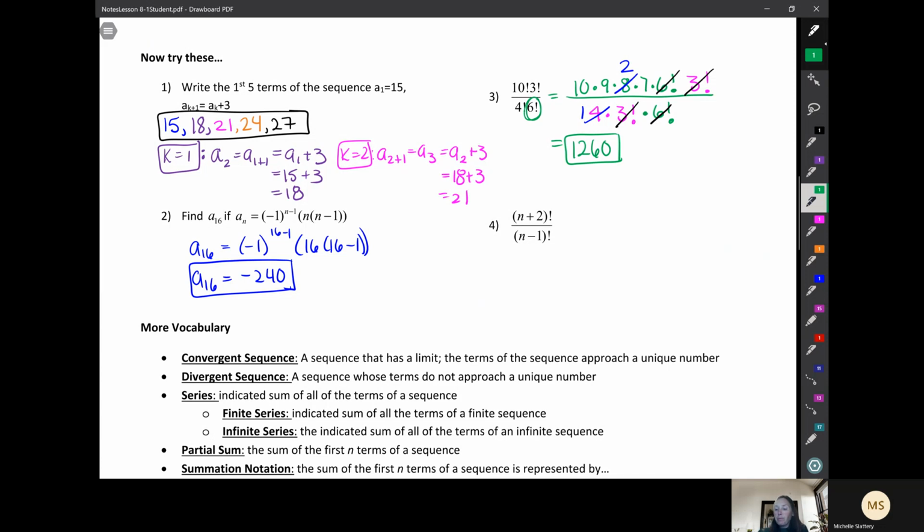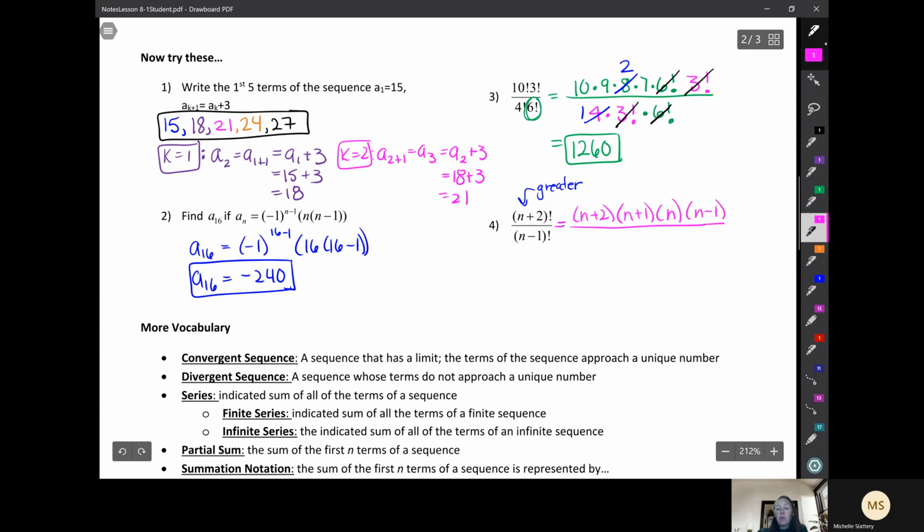All right, number 4, here we have variables. So you want to think about which one's greater, n plus 2 or n minus 1. So n plus 2 is greater. So you're going to expand the bigger number down to the smaller number. So this here is going to equal n plus 2 is my first number. 1 less than n plus 2 would be n plus 1. 1 less than n plus 1 is n. 1 less than n is n minus 1.